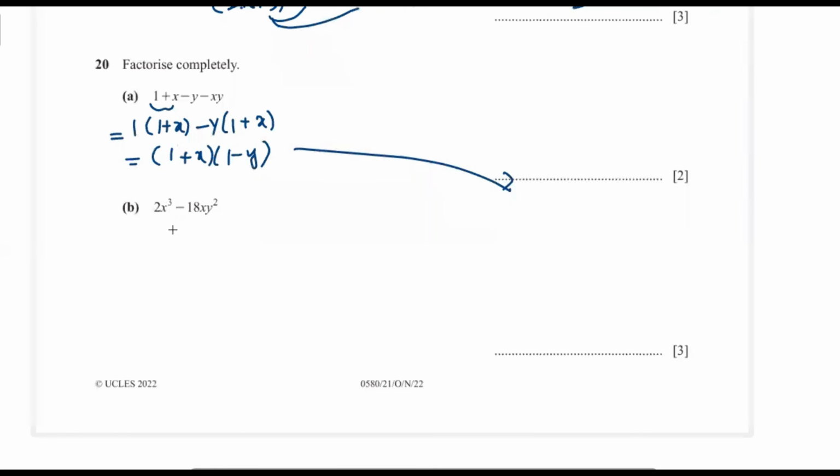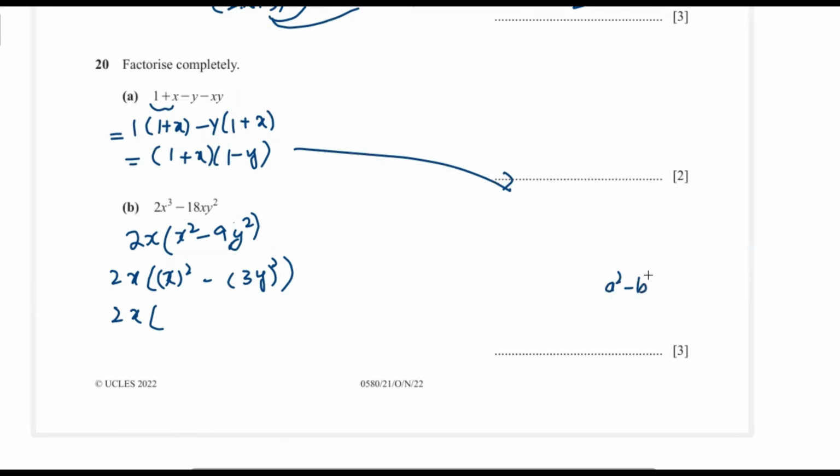Now the next part B: 2x cube minus 8xy square. Firstly, you will take the common. You see here, 2 is a common, and x cube and x, so 2x will be the common. Therefore, the expression becomes x square minus 9y square, and that can be written as x whole square minus 3y whole square. Therefore, 2x is written as it is. For that value, we use the identity a square minus b square equals a plus b into a minus b. Here the first term a is x and b is 3y, so x plus 3y and x minus 3y. And this is the answer of this part B.